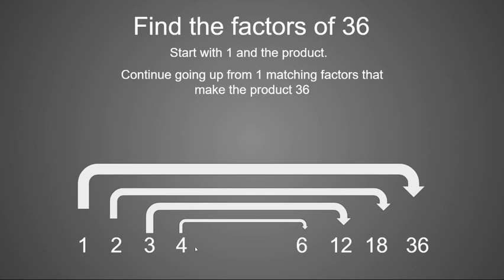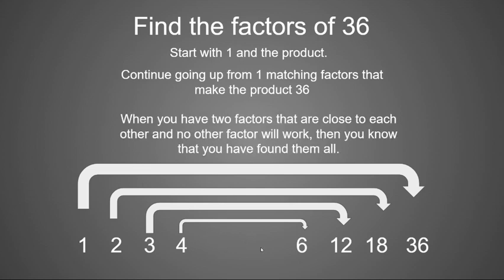All right, so now I'm down to 4 and 6. When I have two factors that are close to each other, no other factor will work. So the next number up would be 5. 5 cannot go into 36. And then after 5 is 6. So I know 4 and 6 are the very last pair of factors that will go into 36. I know I found them all.